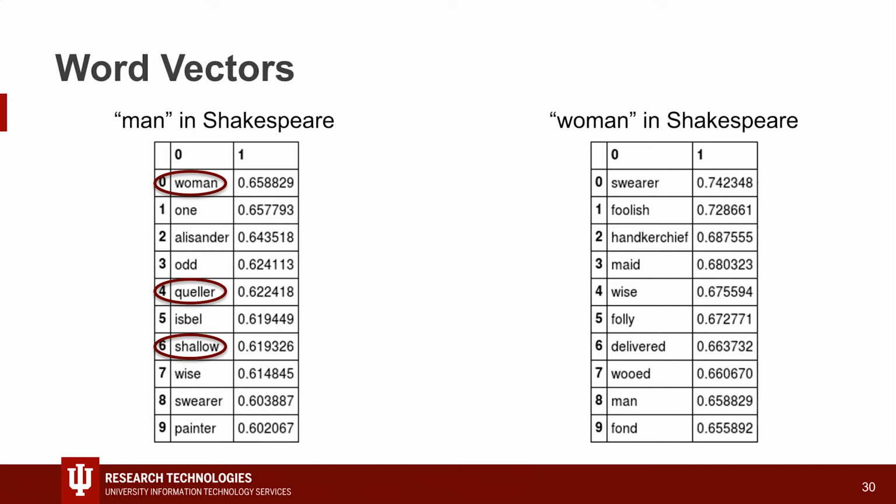Keep going. And they're wise. Well, duh. And they swear. But then painter? So there's some interesting things here. Why are men seen as painters? Why is that a high corollary? So here's women. We swear too. And we're foolish. Obviously, we have handkerchiefs.